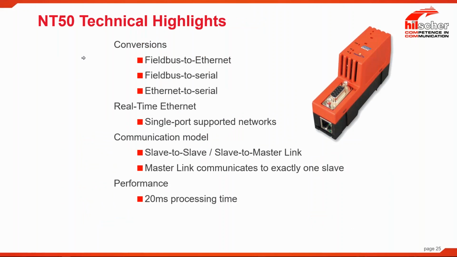Fieldbus to Ethernet, fieldbus to serial, Ethernet to serial, single port supported networks, slave to slave, slave to masters. The performance on this is right around 20 milliseconds, which is a little bit slower, but still way up there as far as processing time. And when you're getting in that 5, 10, 15, 20 milliseconds processing time, that's usually pretty good for most motion applications.